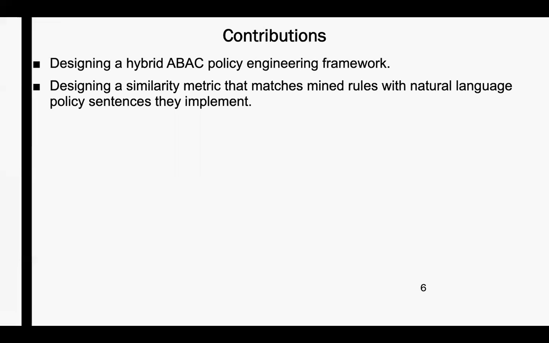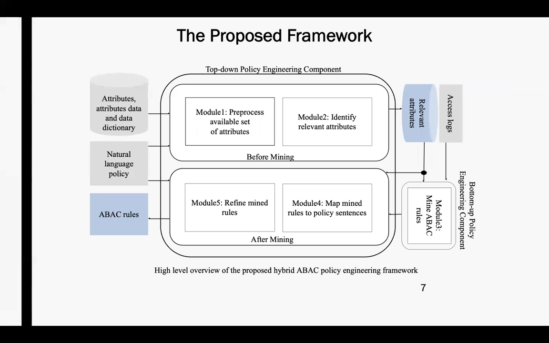In particular, we designed a hybrid policy engineering framework that combines elements of the top-down and bottom-up policy engineering approaches. We also designed a similarity matrix to enable this combination. This is an overall view of our system. As an input, it takes the organizational policy in its natural language form, the attributes of different elements in the system and attribute data, and it takes as input the log of access requests. It consists of two main components, the top-down and the bottom-up component.